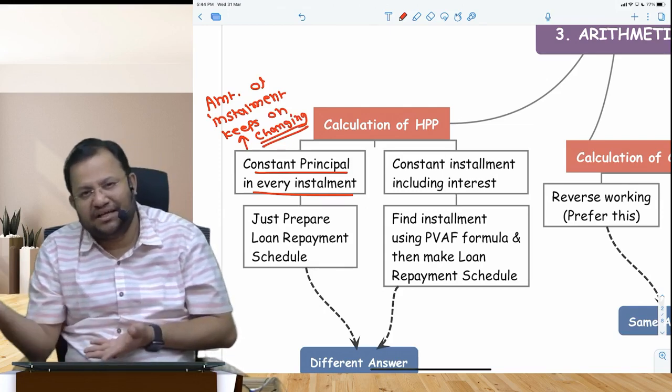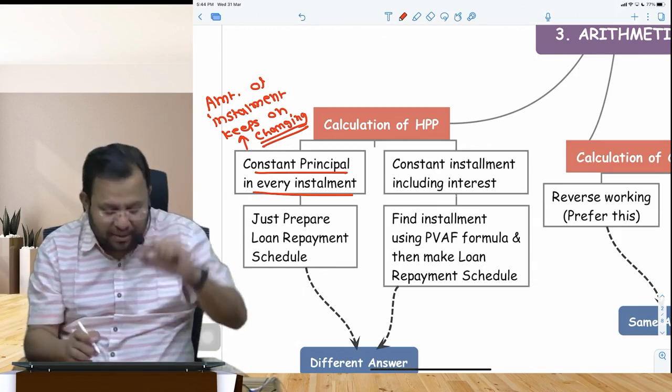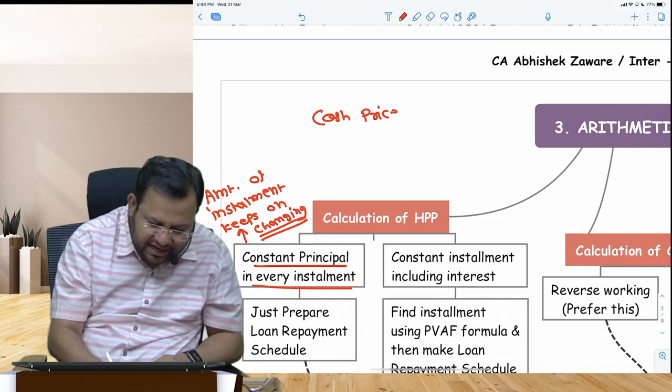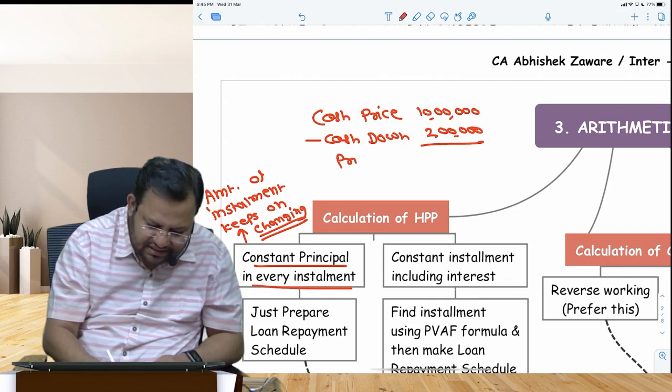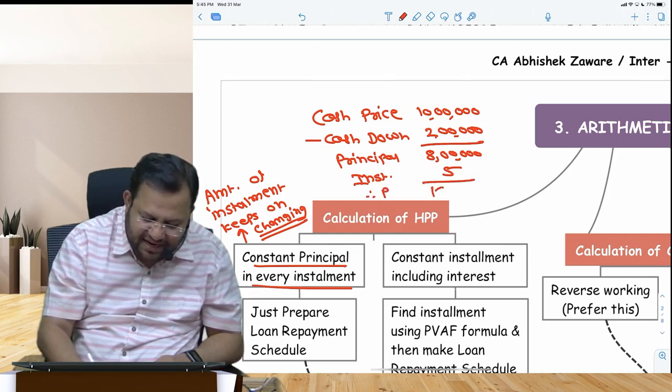The principal will be given, the total amount to be paid in installments. So what will you do? Let us say the cash price is 10 lakh rupees, out of which something is a cash down. Let us say the cash down is 2 lakh rupees. So the real loan, the principal amount of the loan, is 8 lakh only. And you say the 8 lakh is to be paid over 5 installments. So the principal in each installment will be 1,60,000.